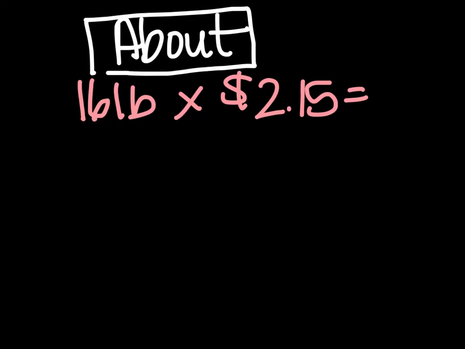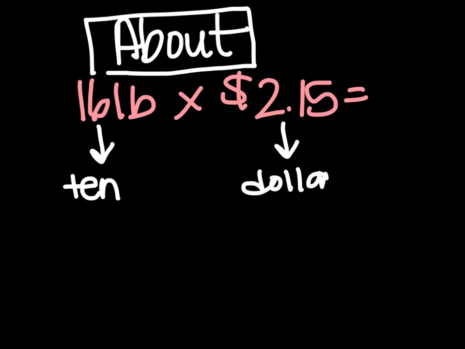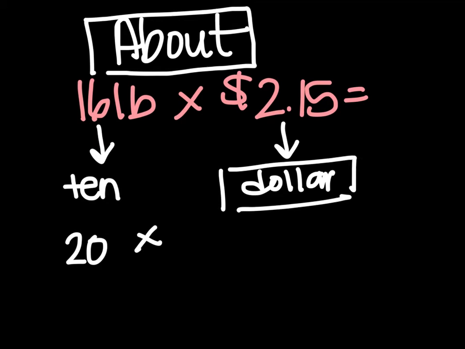So the first way that I'm going to show you how to estimate is we're going to round our whole number to the nearest 10. And we're going to round our dollar amount to the nearest dollar. Okay? So 16 would go to 20. And $2.15, the nearest dollar, if you look at your 1 there and your 2, the 1 is going to go down, so we would round that to $2.